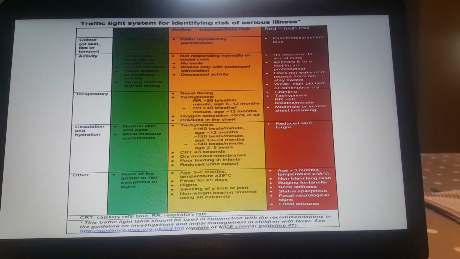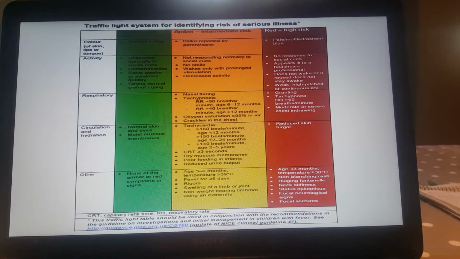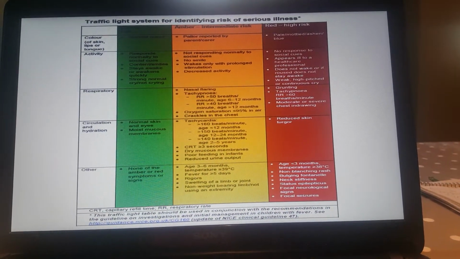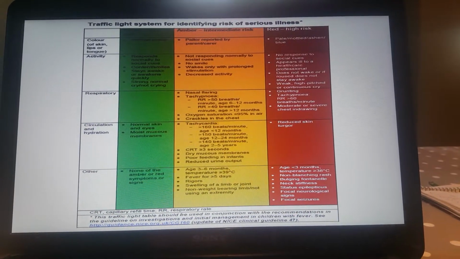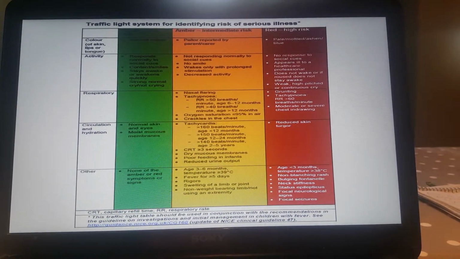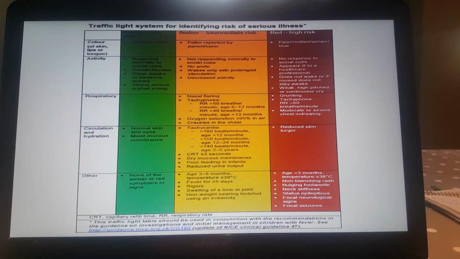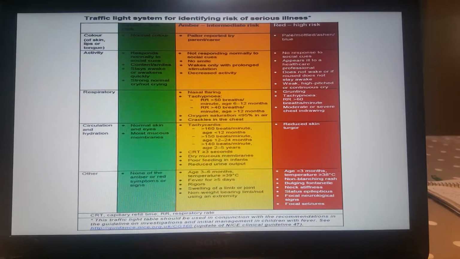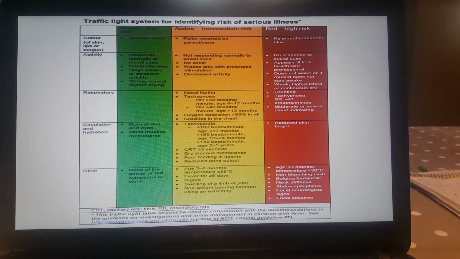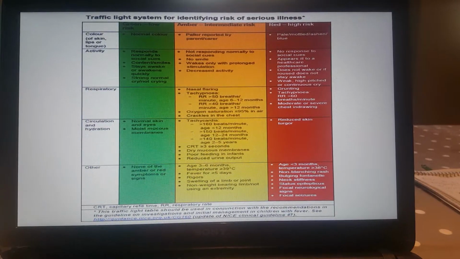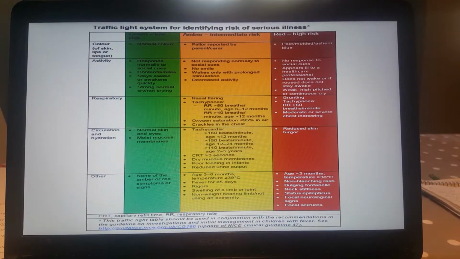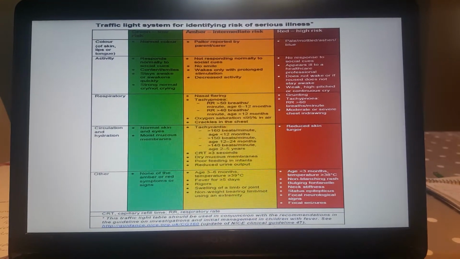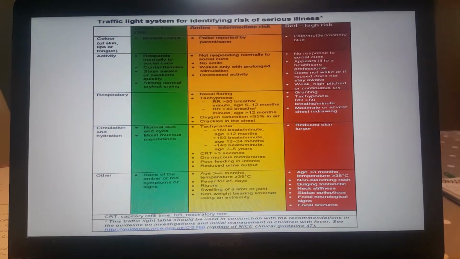So as you can see from the traffic light system, I'm sure most people are familiar with looking at this and have seen it before. It's divided into 3 columns: green, low risk; amber being intermediate risk; and red being high risk. And then there are 5 main areas within which the signs and symptoms are allocated. So you've got colour, which is of the skin, lips or tongue; activity of the child; respiratory function; circulation and hydration; and then other.